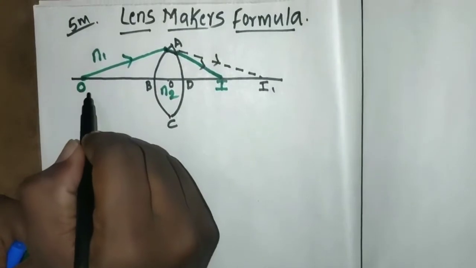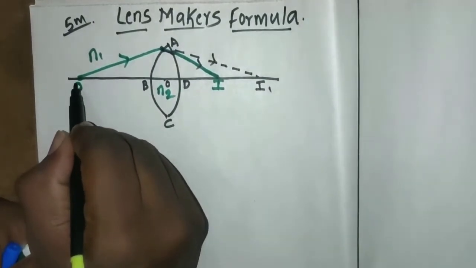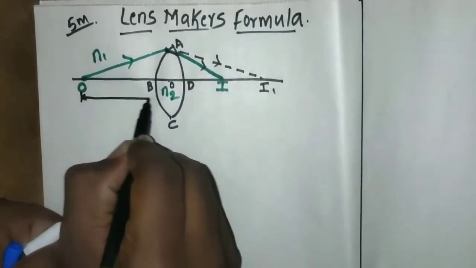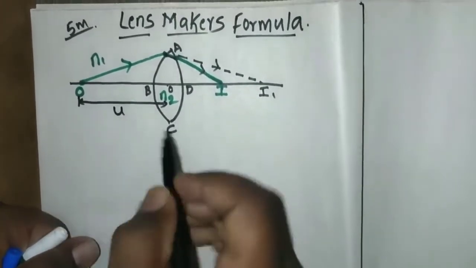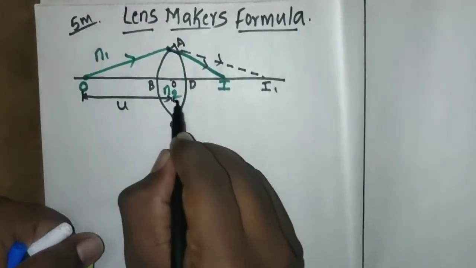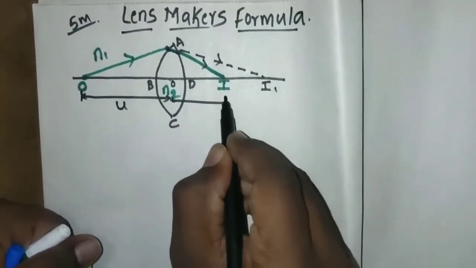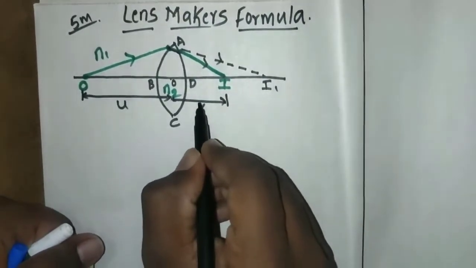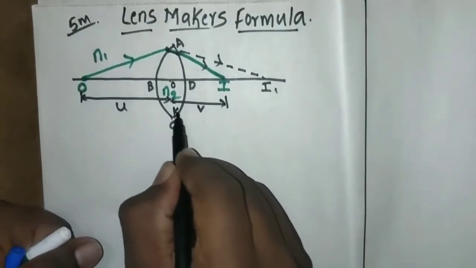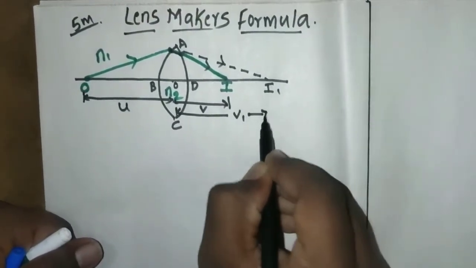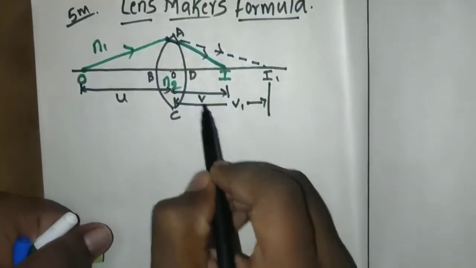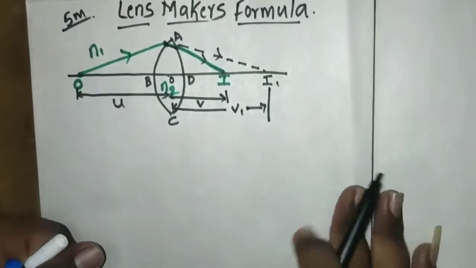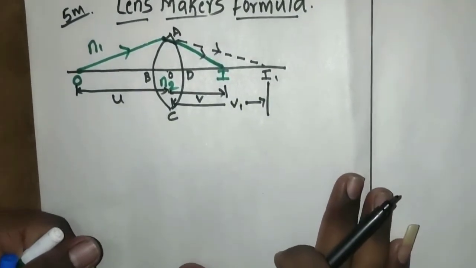The distance of the object from the thin convex lens is U, the object distance. The image distance is taken as V for I, and for I1 the image distance is V1. V is the image distance of I, and V1 is the image distance of I1. This is about the diagram.